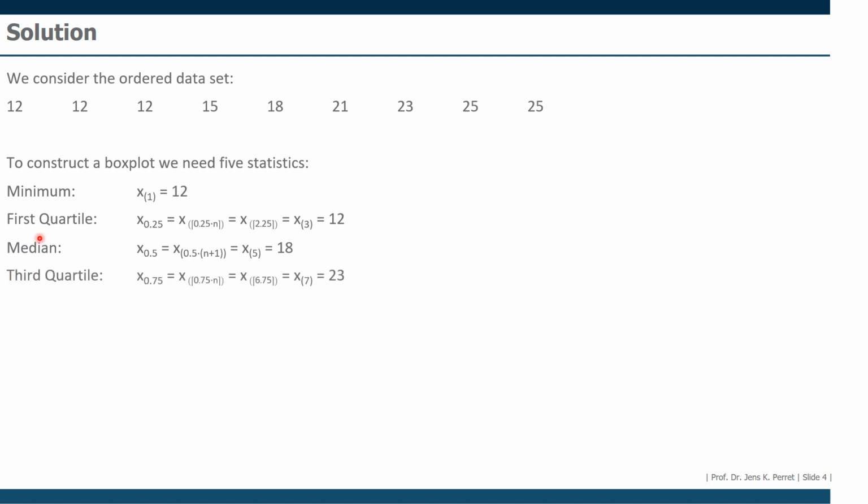Then I need the third quartile. I can determine the third quartile similarly to the first one, as here I have the 75% percentile, so I'm multiplying 0.75 with 9, giving me 6.75. Again, that's not an integer, so I'm going to round this up, giving me 7, and I take the observation from position 7, so the 23.